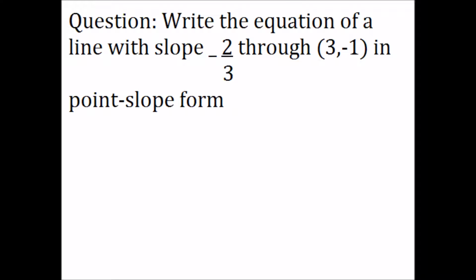Let's just say you get asked this question. Write the equation of a line with slope negative 2/3 through coordinates (3, -1) in point slope form.